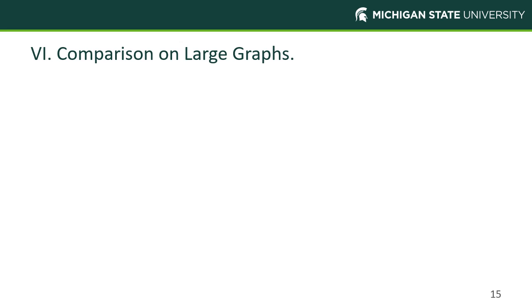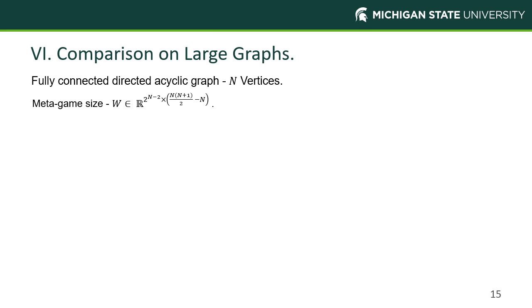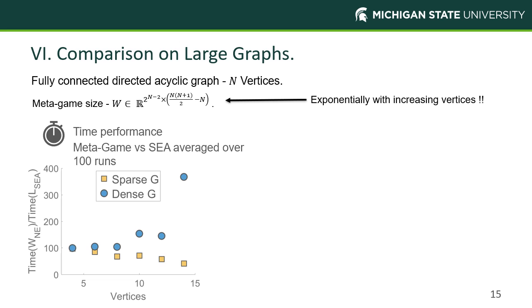We solve the metagame over all feasible paths and edges, and for a fully connected directed acyclic graph with n vertices, we see how large the size of the metagame grows. Therefore, here we observe how the solution of the metagame stacks up against SEA. First, we see the time performance for a given number of vertices. We plot the time average of the metagame and the SEA over 100 runs. We observe the metagame takes a significant amount of time compared to SEA, and although there is some benefit in a sparse setting, the dense or fully connected graph performs poorly with increasing vertices.